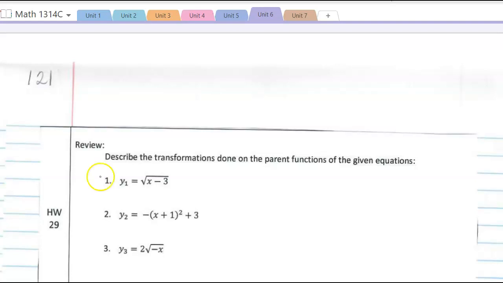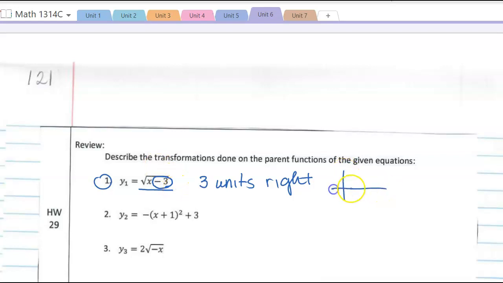For number 1, we see that we have the square root of x minus 3. Because of the minus 3 being inside with the x, we know that this will move it 3 units to the right, and then our parent function will still get those same values.